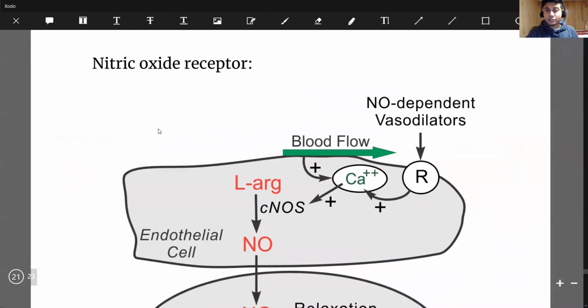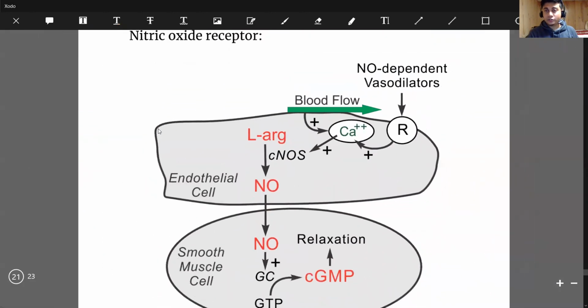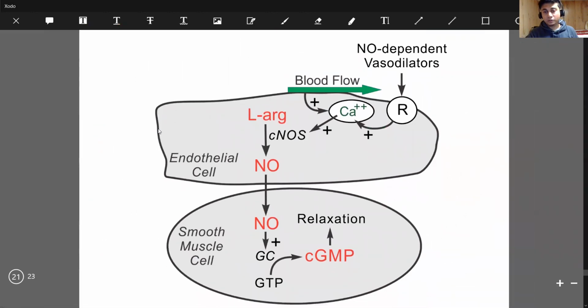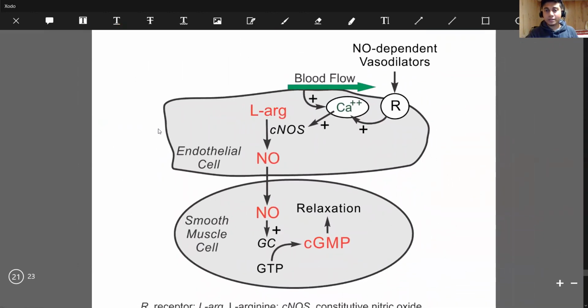Next thing is the nitric oxide receptor. Nitric oxide is a vasodilator, we all know it. How it works is it leads to activation of cGMP. In the endothelial cell, the nitric oxide is produced from an amino acid called arginine. The nitric oxide synthase works on this amino acid arginine to convert it into nitric oxide.